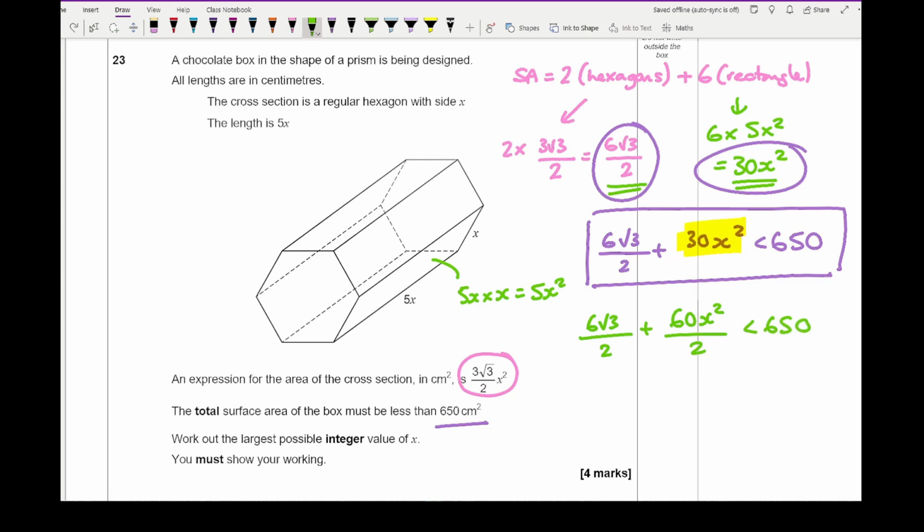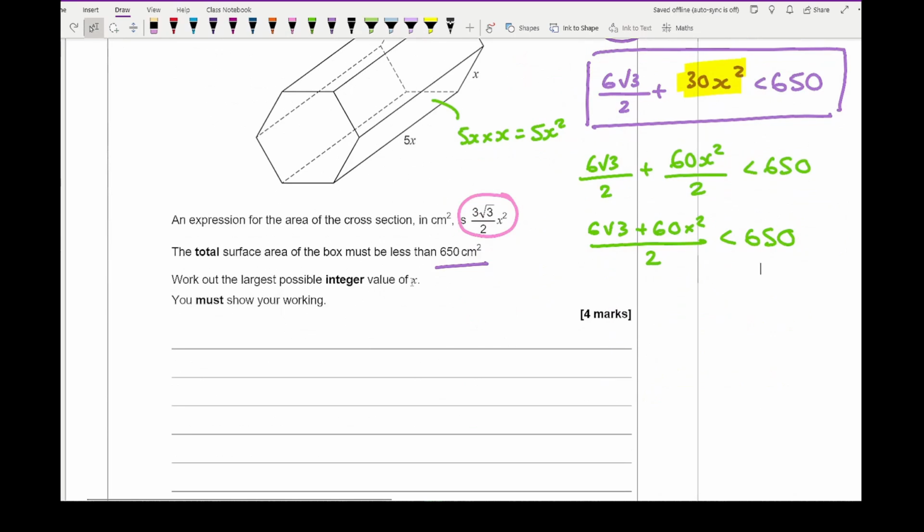And just like before, now that I've got a common denominator, I can write this as 6 root 3 plus 60x squared, all divided by 2, is less than 650. Now from this, there's a couple of ways in which you could simplify. I'm going to go for it this way. So first of all, I'm going to take the 2 out, so that becomes a 3, that becomes a 30. So I'm left with 3 root 3 plus 30x squared is less than 650. And then I'm going to take this over to the other side, so I end up with 30x squared is less than 650 minus 3 root 3.